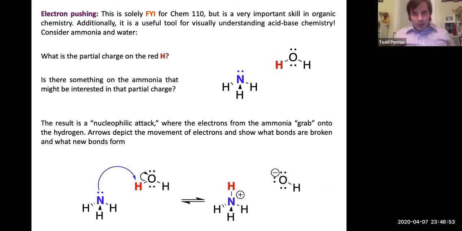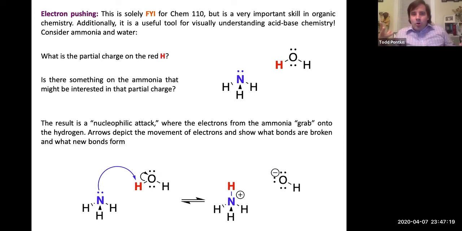Here's something called electron pushing. And I think this is very useful for visualizing what's happening with some weak electrolytes, specifically with amines. So weak electrolytes, like HF, we can picture it breaking apart into H plus and F minus. But it turns out that ammonia, NH3, will readily create hydroxide, OH minus, in aqueous solution. How does it do that?